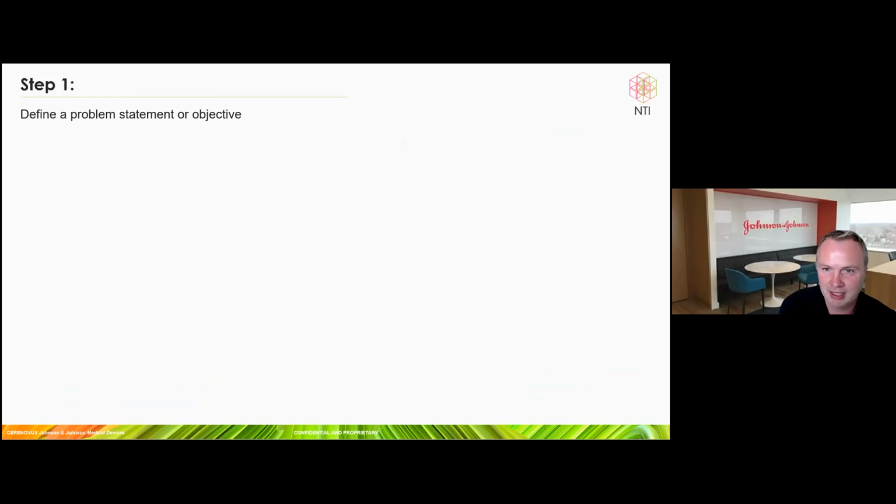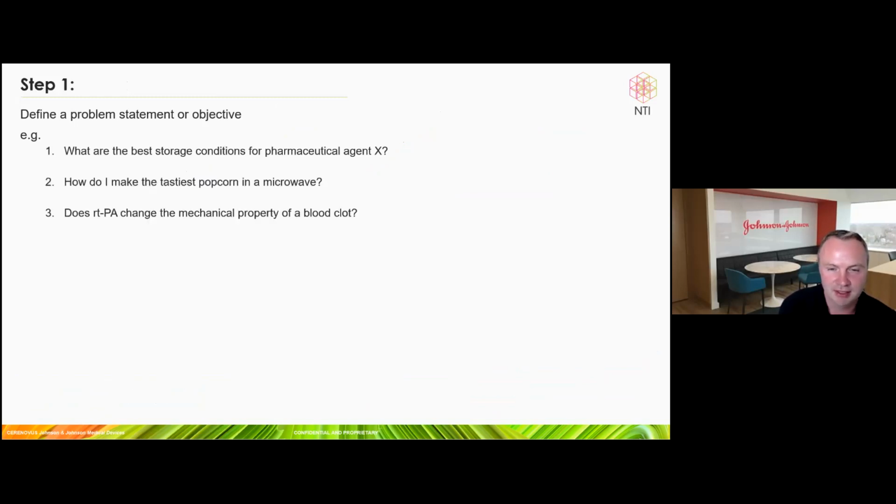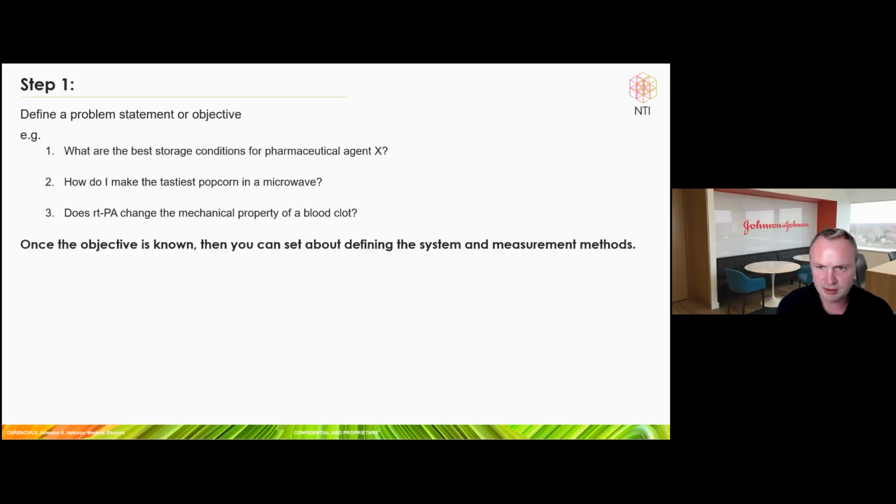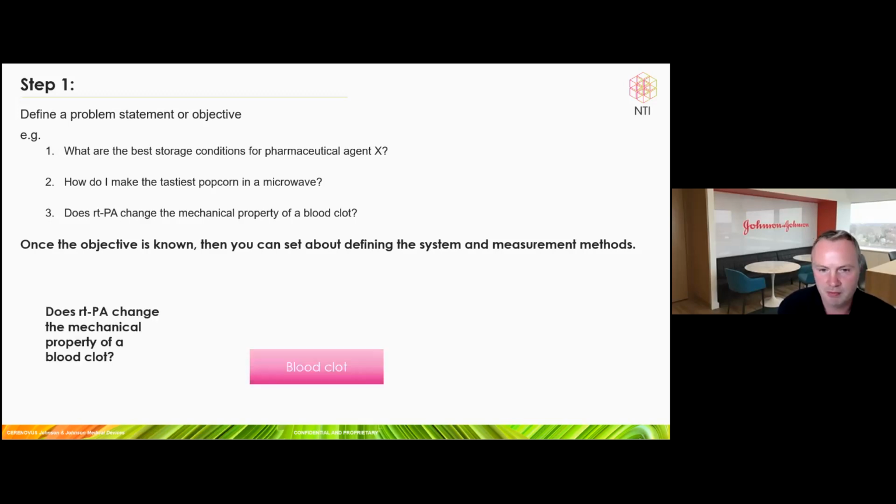I think everyone who has a lab notebook will write down a name or objective number one. And for us, it could be examples like this. I'll use how to make the tastiest popcorn in the microwave as an example in a while. And I'll also use, does tPA change the mechanical property of a clot, as well. So these are the two examples I'll give. These are example problem statements.